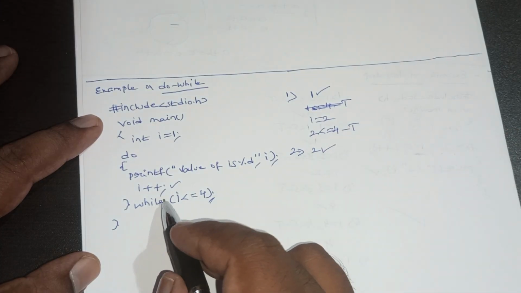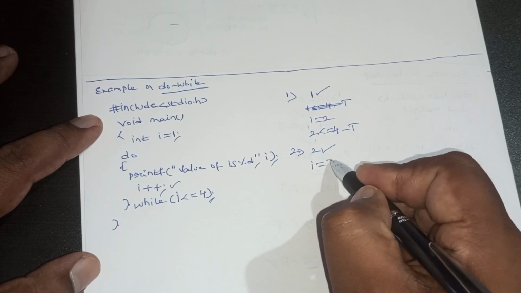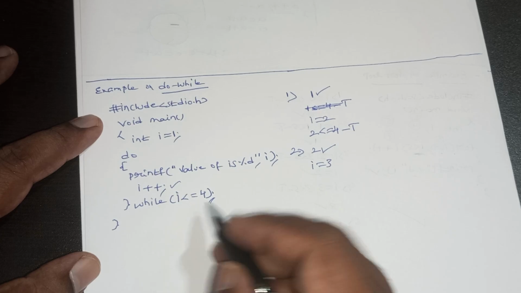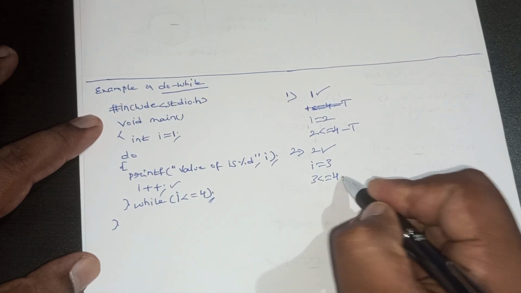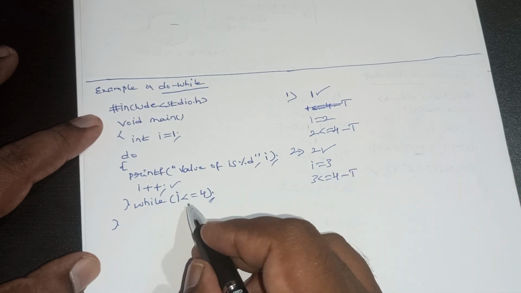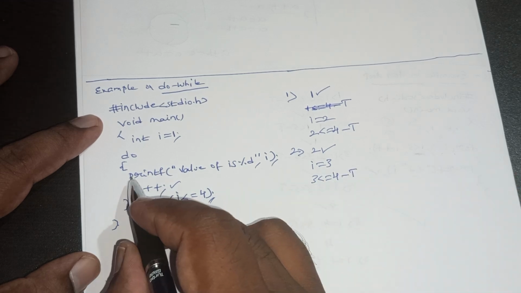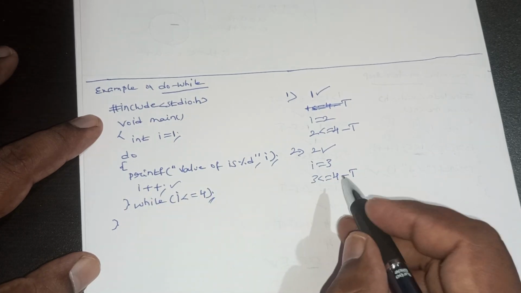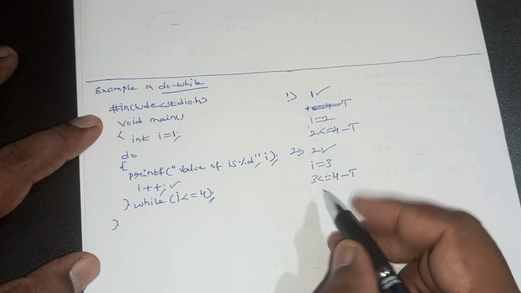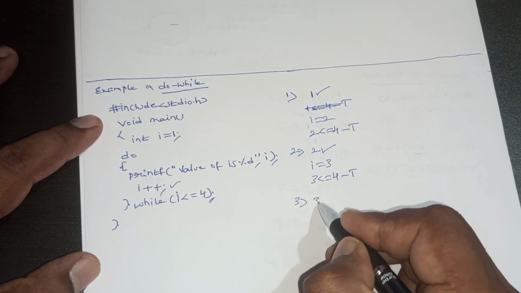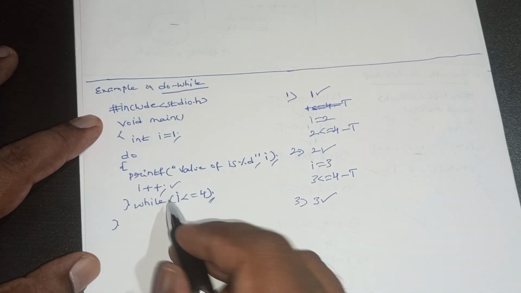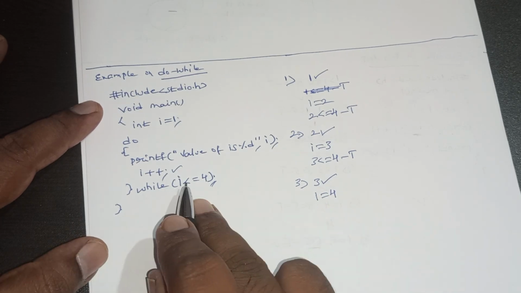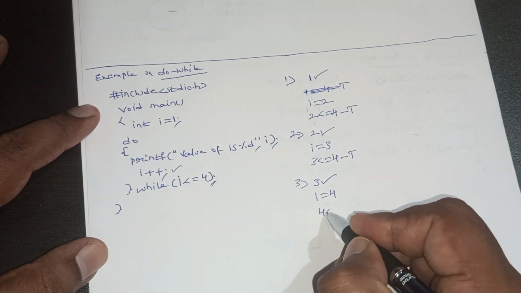Now I plus plus. What is I plus plus? I becomes 3. Again I have to come to this place. Check the condition: 3 less than or equal to 4. Condition true or false? Yes, because the condition is true, I go to this location. So what do I have to do? printf %d I. What is I having? I having 3. Print that, so 3 I'm printing. Next I plus plus. What is I plus plus? I becomes 4. Now check the condition: 4 less than or equal to 4.